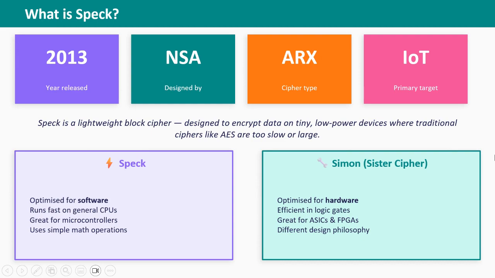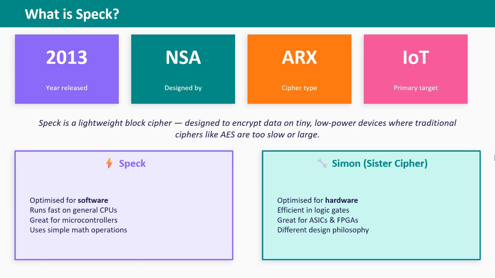So what is SPECK? SPECK was released in 2013 by the NSA. We don't trust the NSA, but whatever, I guess. Cipher type ARX, and it's for Internet of Things. In my case, I'm using it on software-defined radios, but SPECK is a lightweight cipher designed to encrypt data on low-power IoT devices where traditional ciphers are too slow or large. SPECK is optimized for software and runs fast on general CPUs. It's good for Pis and other microcontrollers.